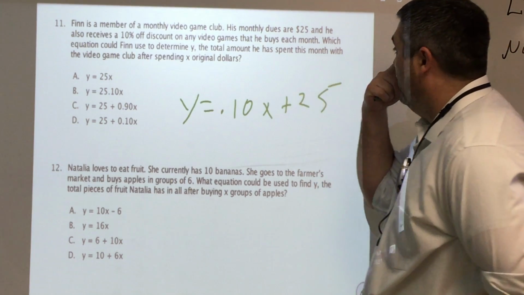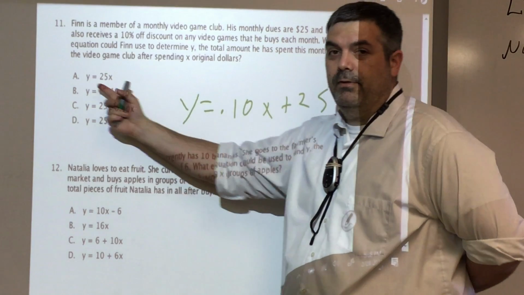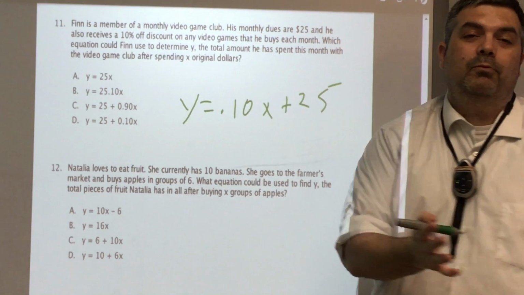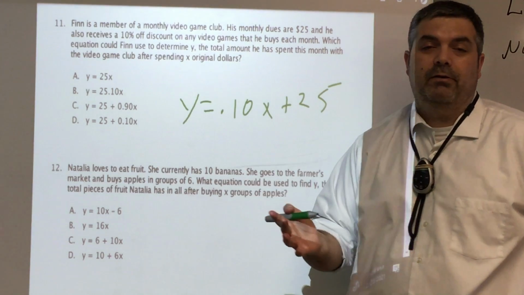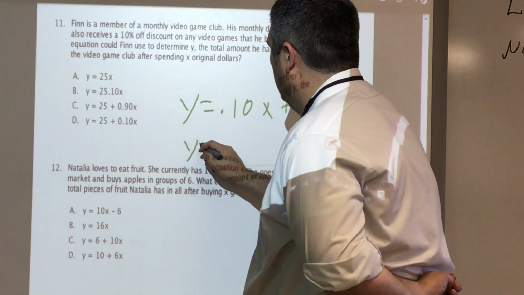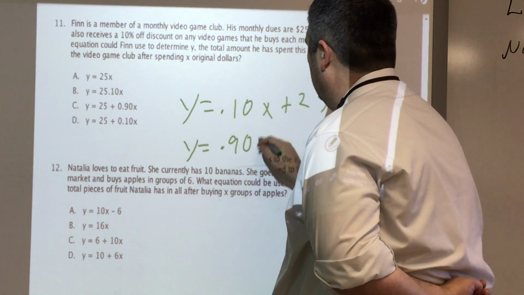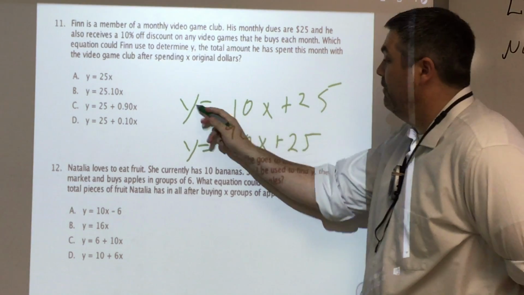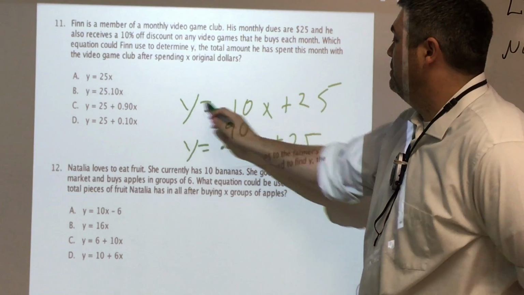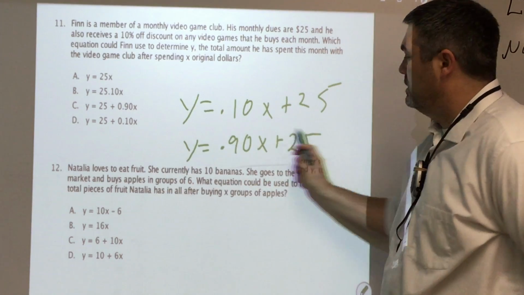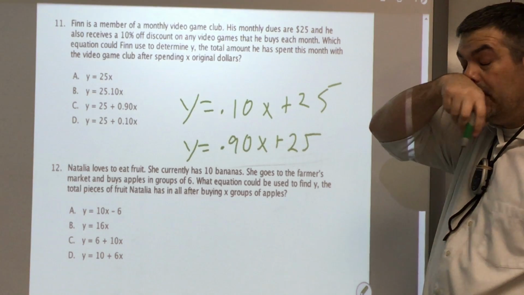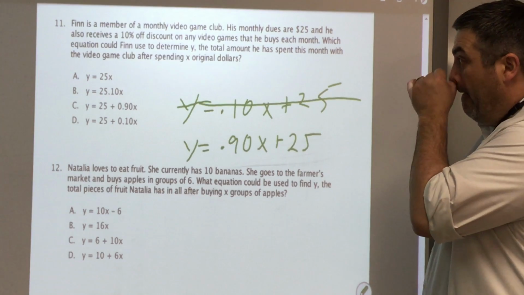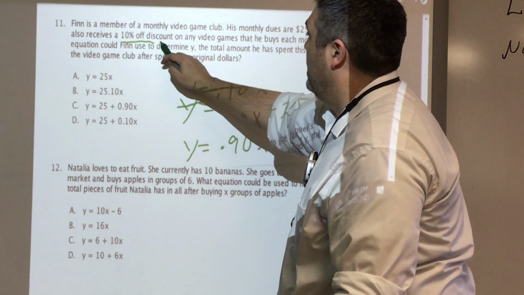Because what they want to know is, how much are you spending this month, right? Well, you're getting a 10% discount. So how much are you really spending? You're only spending 90% on this. So what you really have is this. That's what you really have. Be careful. This is a trick question. They want you to pick this one when in reality, it's this one right here. Okay? That's what they're trying to do. They're trying to get you to choose this one. Don't do that. Okay? But you got to be careful with this. You got to watch that right there.